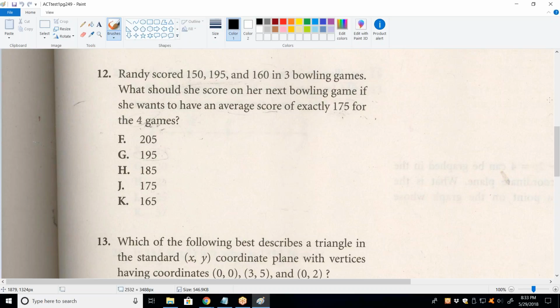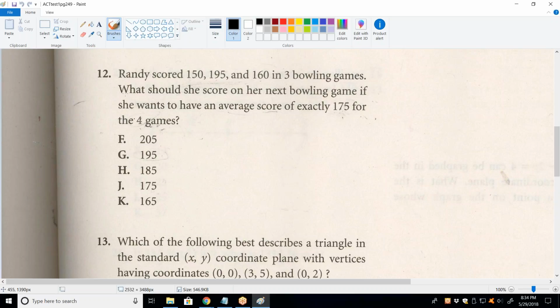First of all, tell me if you know how to do this. I don't know. Sometimes I get these ones, sometimes I don't. There's a lot of average problems on the ACT. Okay. And the key to average problems is one word: totals. Just always remember that. It's never about comparing averages, ever. It's always about totals.